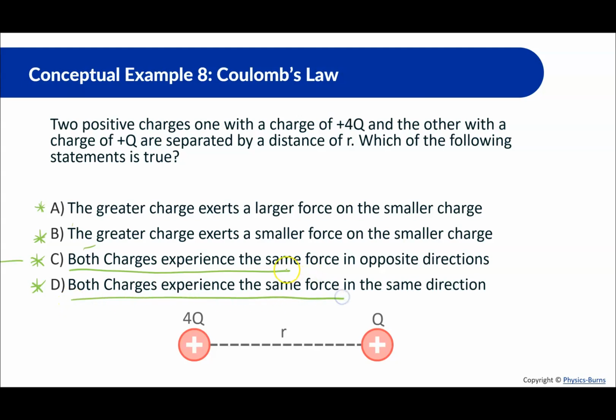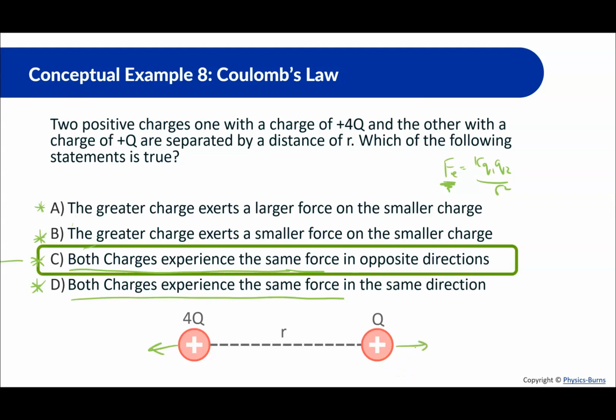So remember from the equation, force of electricity is equal to kq1 times q2 over r squared. Both of these charges are going to be experiencing the same force. But what's going to happen is this one is going to be going to the right. Oh, sorry, no, not to the right. They are repulsive. This one is going to be going to the left, while the other one is going to be going to the right. So it's going to be going in opposite directions. Okay. All right, moving on.